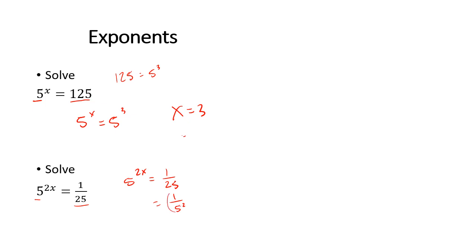So if I raise this entire thing to the negative first power, basically, I could say that 5 to the 2x is equal to 5 to the negative 2. Okay, and then I have same base, right? 5 and 5. So that means 2x is equal to negative 2, so x is equal to negative 1. Okay, so we can just manipulate each base to bring them to become common bases.